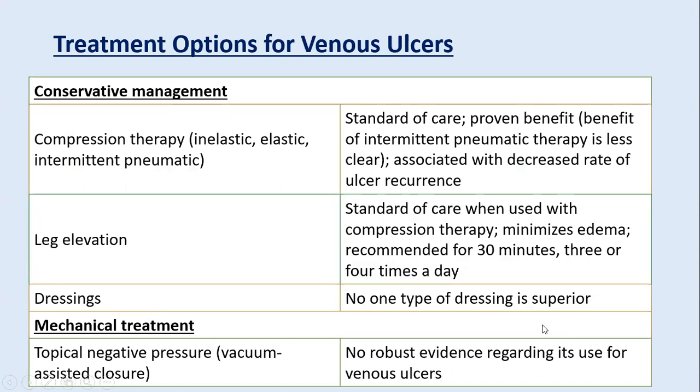Treatment options of venous leg ulcer. The conservative management includes compression therapy, which is inelastic or elastic, or intermittent pneumatic compression. Compression therapy is the standard care with proven benefit. The benefit of intermittent pneumatic therapy is less clear. Compression is associated with a decreased rate of ulcer recurrence as well.